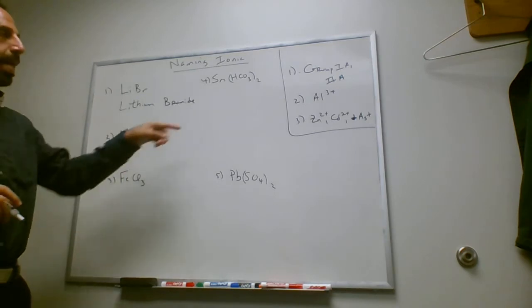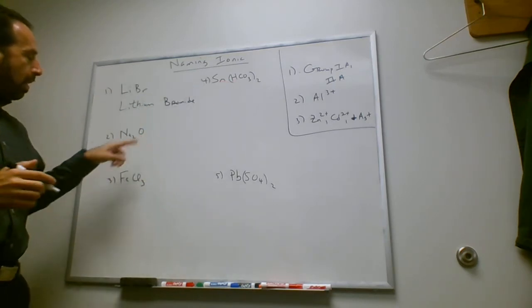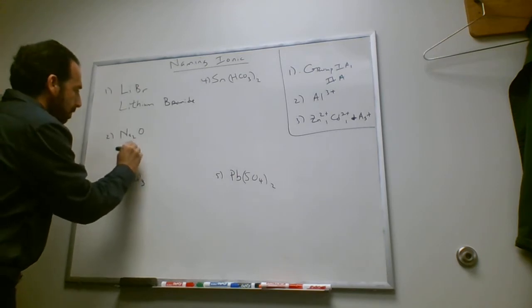So this is lithium bromide. Number two, again, sodium is a group 1A, so we name it as is. This is oxide, so this is sodium oxide.